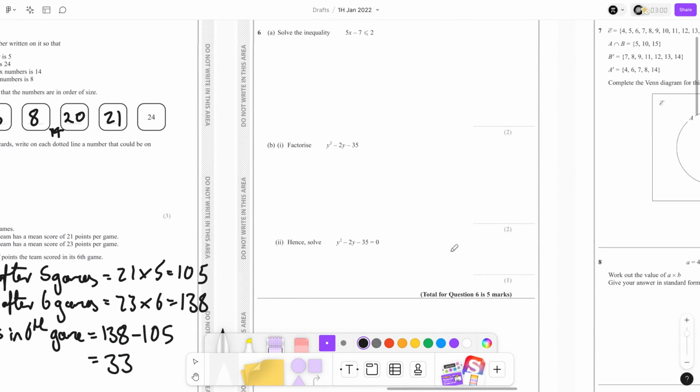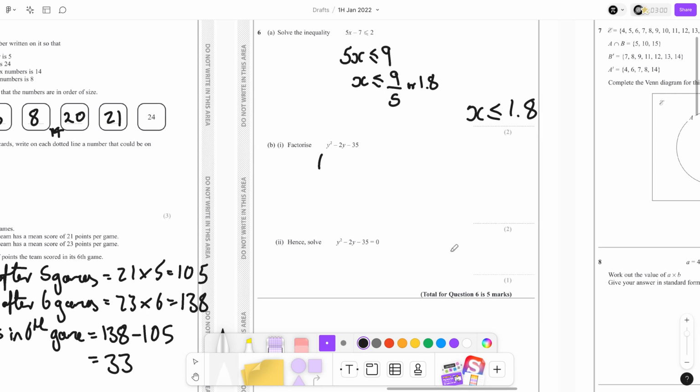Okay, solve the inequality. So we're going to add 7 to both sides. The only thing we need to be careful of is if we divide by a negative number, or multiply by a negative number. So adding 7 to both sides, 5x is less than or equal to 9, and then divide both sides by 5. Fractions are your friends, so you can leave it as 9 over 5, or if you prefer we can have 1.8. So x is less than or equal to 1.8.